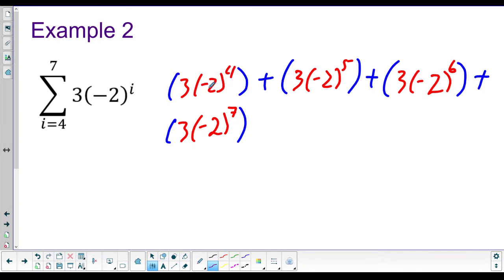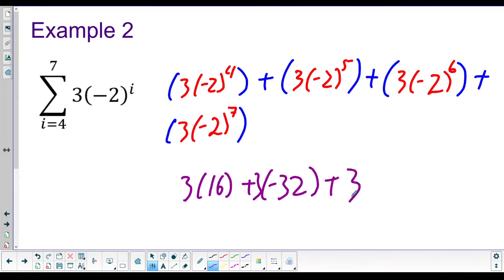All right, so we have 2 to the 4th, negative 2 to the 4th, 2, 4, 8, 16. So this could be 3 times 16 plus 3 times negative 2 to the 5th, which is negative 32, plus 3 times positive 64 plus 3 times negative 128.